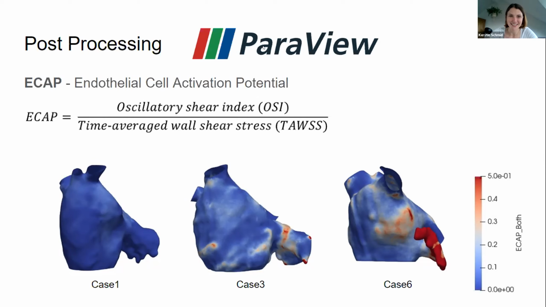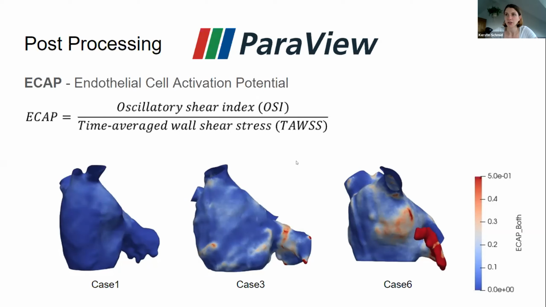More precisely, it's defined as the ratio between the oscillatory shear index, which represents changes in the wall shear stress field direction due to complex flow patterns, and the time average wall shear stress magnitude, which is directly connected to the velocity. So ECAP can be interpreted in the way that higher ECAP values correspond to an increased endothelial susceptibility to thrombus formation.